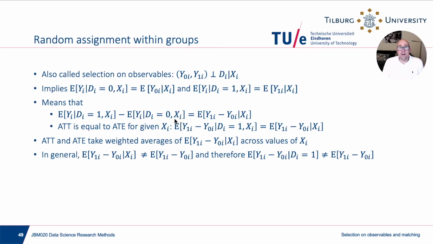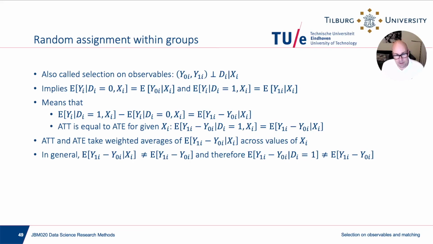Okay? In that group, so for a given Xi, the average treatment effect on the treated is equal to the average treatment effect, for exactly the same reason as it was equal under full randomization. So here we just make the argument conditional on X. That means the expected difference between Y1 and Y0, given that one has been treated and given that one is in group X, is equal to the expected difference between the two potential outcomes. So the Di drops out. And again, this is because of randomization.